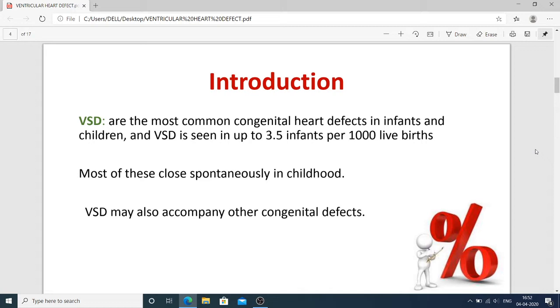VSDs are the most common congenital heart defects in infants and children, and VSD is seen in up to 3.5 infants per 1000 live births. Most of these close spontaneously in childhood. Spontaneously means closed naturally. VSD may also accompany other congenital defects.